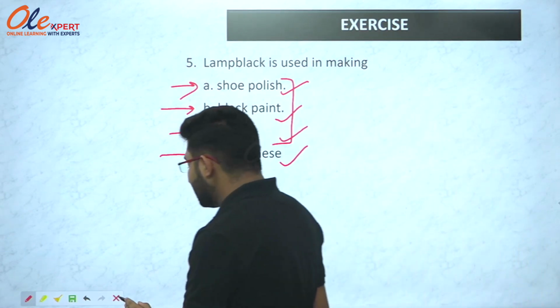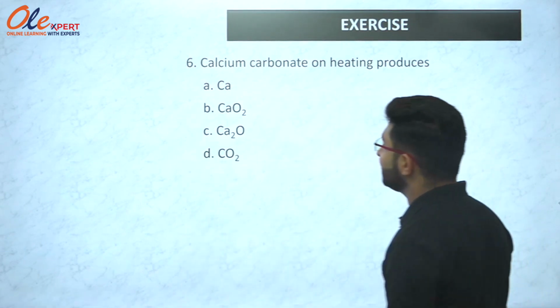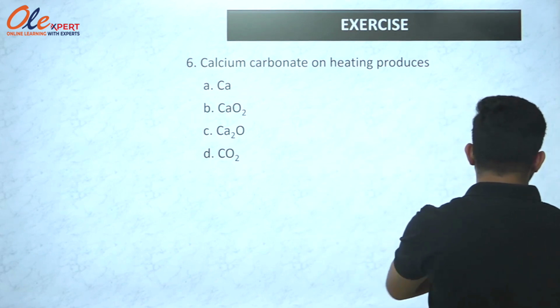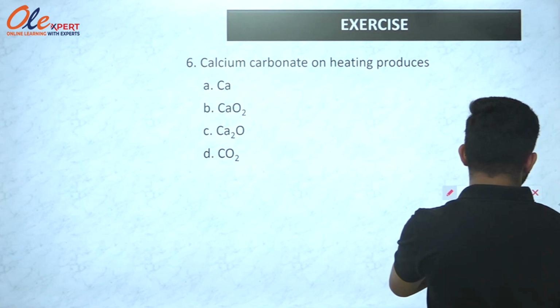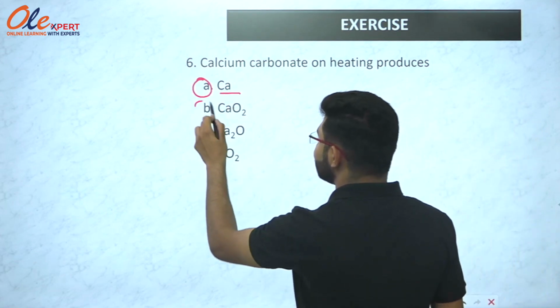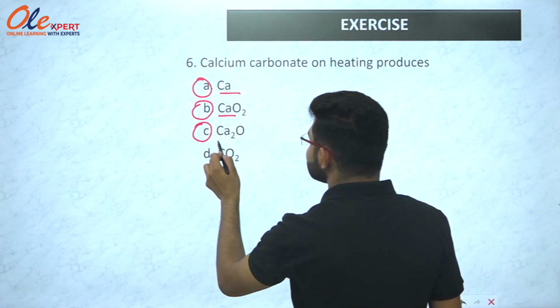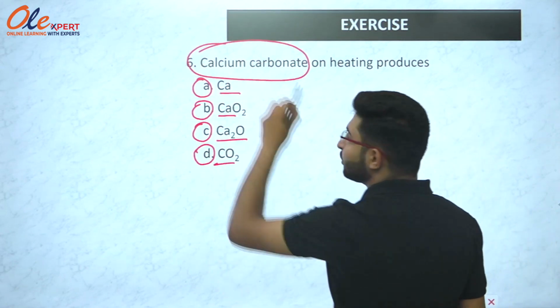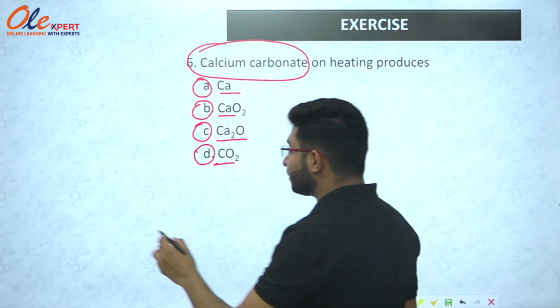Now we are going to move to the next question that is given on your screen, that calcium carbonate on heating produces. Firstly, you have to understand the reaction of heating of calcium carbonate. The options that are given here are A, calcium, B, CaO2, C, Ca2O and D, CO2. So if I am talking about calcium carbonate, when we heat calcium carbonate, what happens?